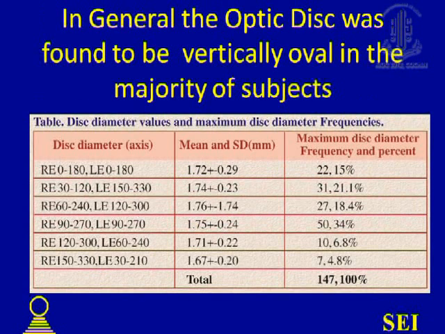And in general, the optic disc was found to be vertically oval in the majority of subjects. At each 30 degrees we measured the axis, and we found that this vertical axis was a little bit larger, and that large axis was found in 50% of the patients. So I think that needs to be held true, that the disc is vertically oval.